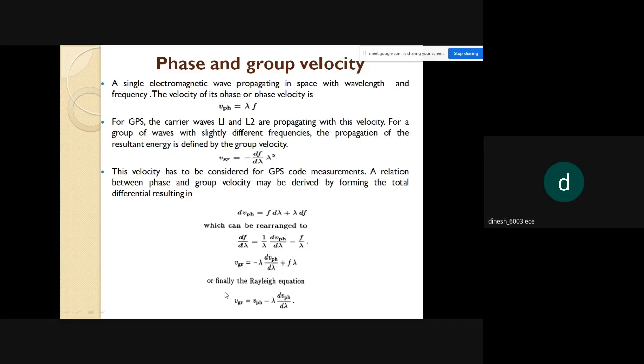So finally, the Rayleigh equation is that we know what this f lambda is. So f lambda is the phase velocity. So phase velocity minus lambda dVPH divided by d lambda. So this is your relation between phase and group velocity.